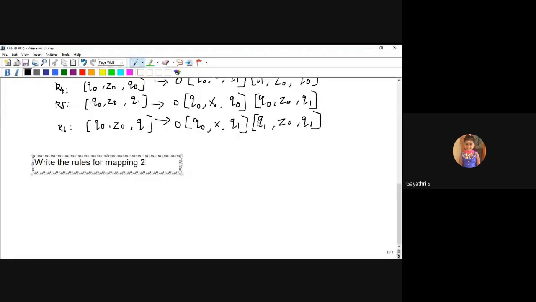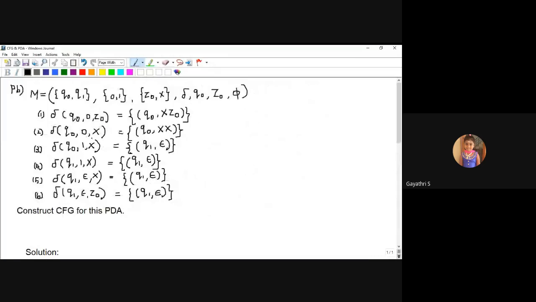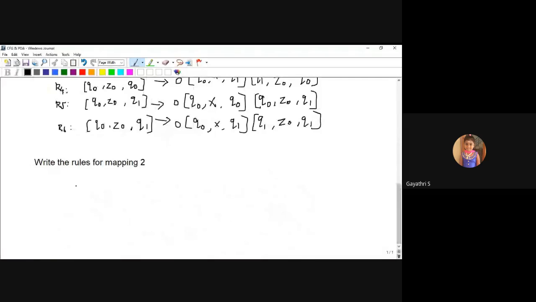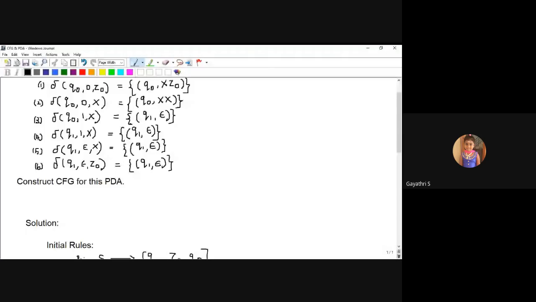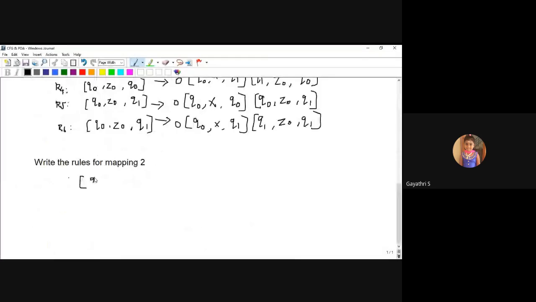What do I mean by mapping 2? Here, del of q naught comma 0 comma x equal to q naught xx. The number of variables here is 2, so 4 possible rules. Okay, any doubt? Here, mapping number 2 has q naught on the left hand side. So all the rules should start with q naught.